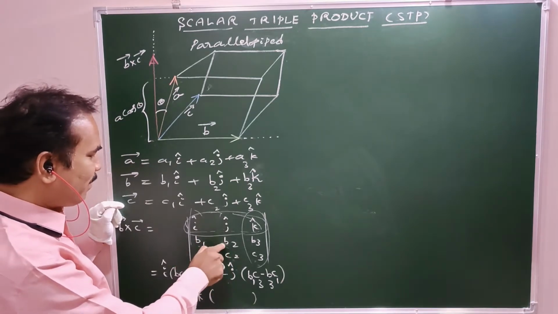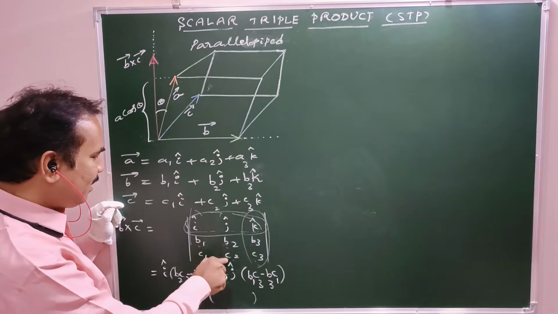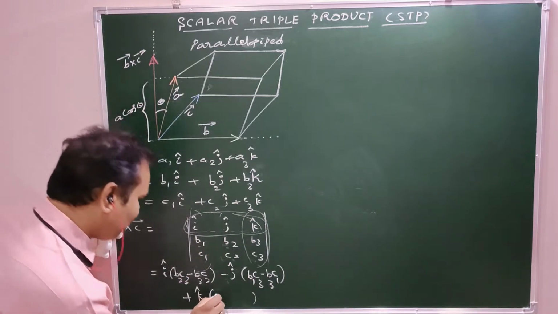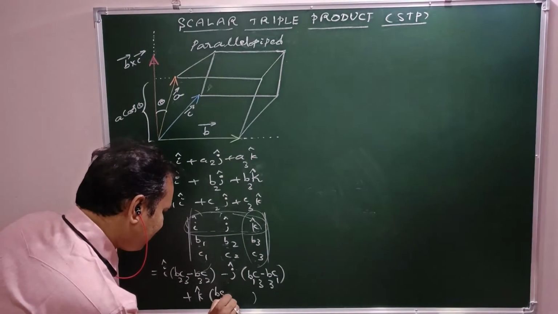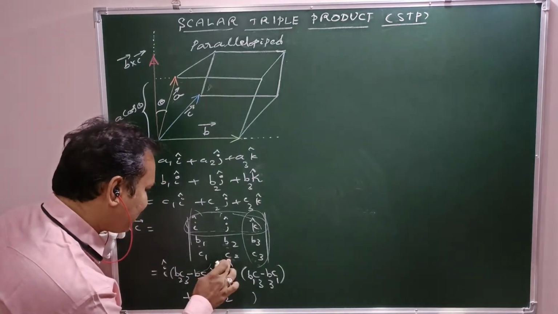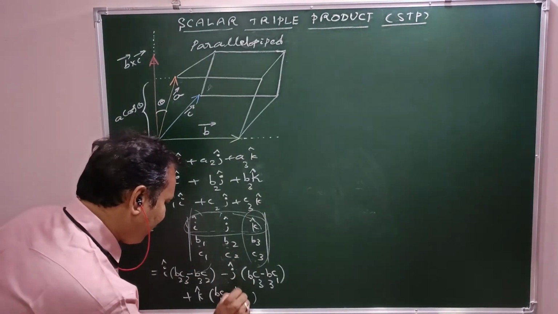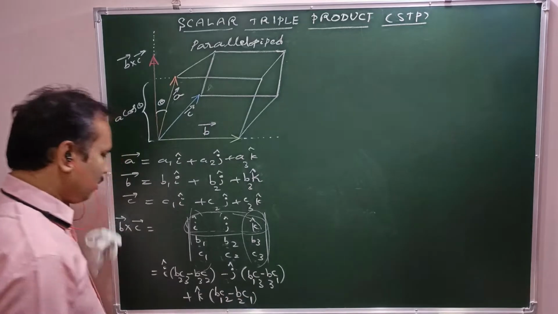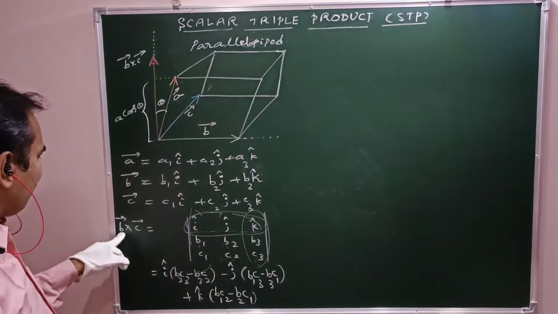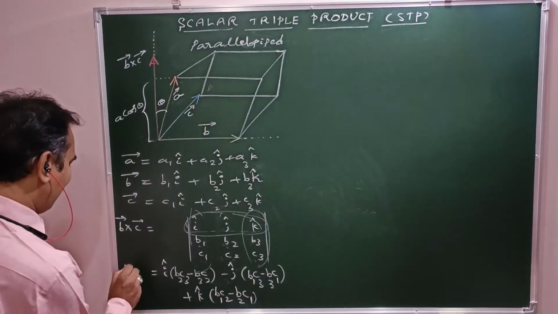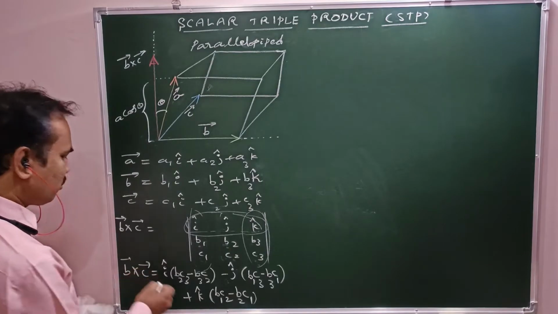Take them as A, B, C, D. Now this time AD minus BC, that is B1, C2 minus B2, C1. Okay. That is what B bar cross C bar. So B bar cross C bar is equal to so and so.